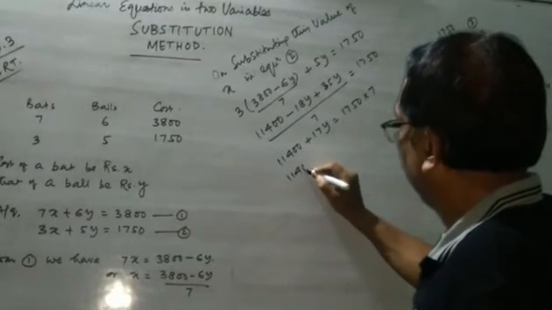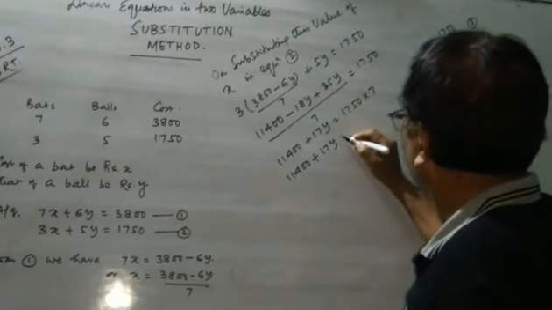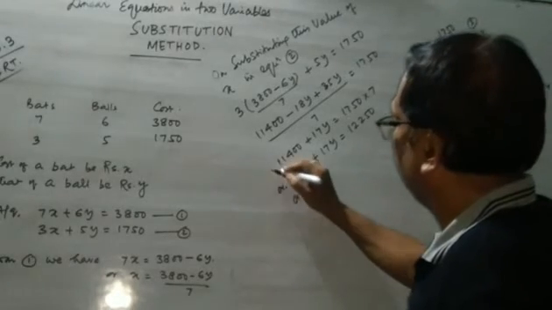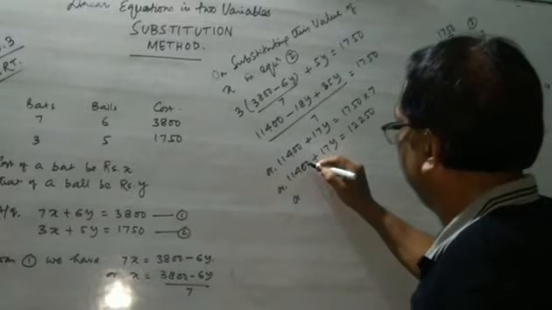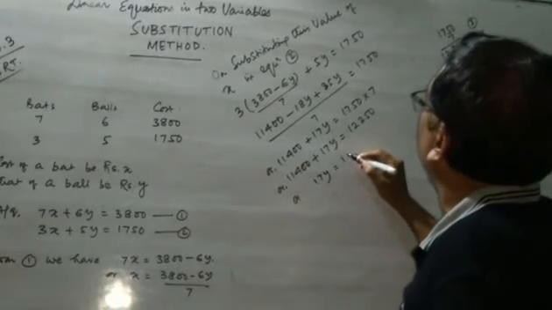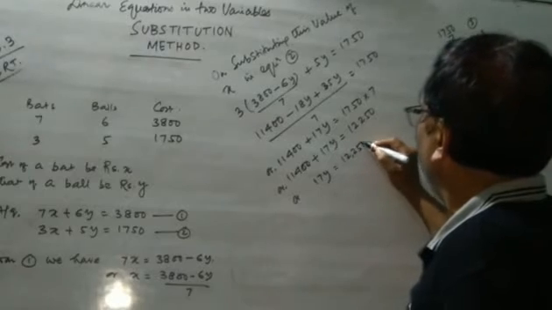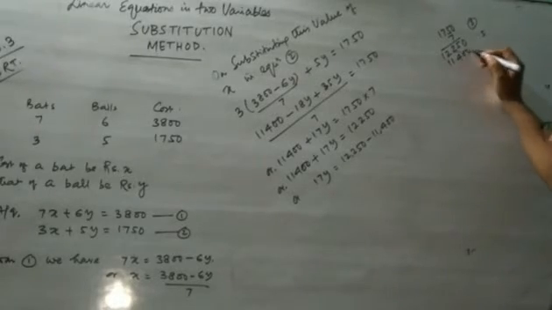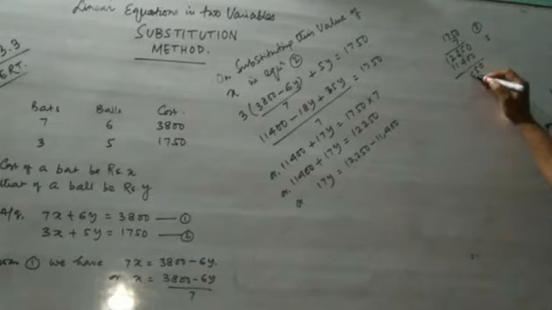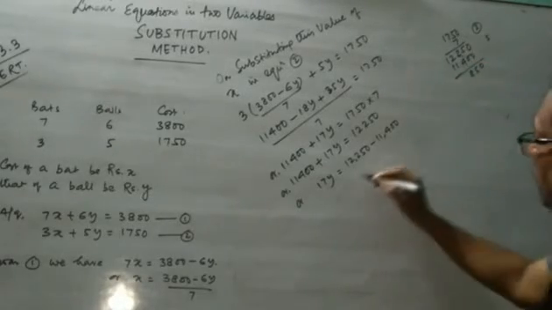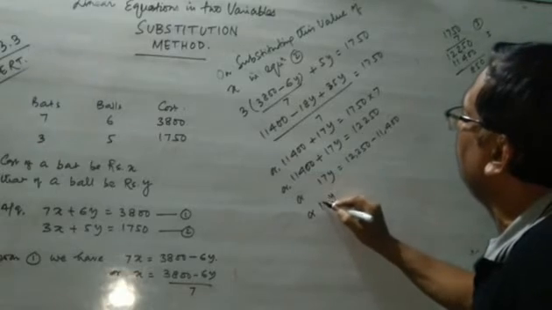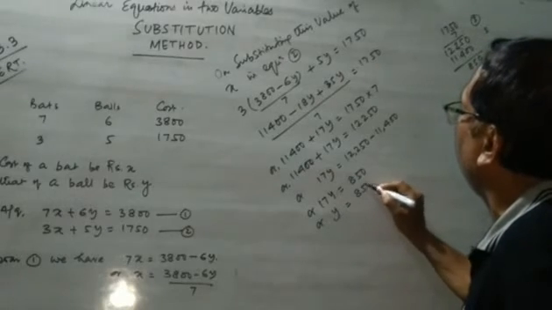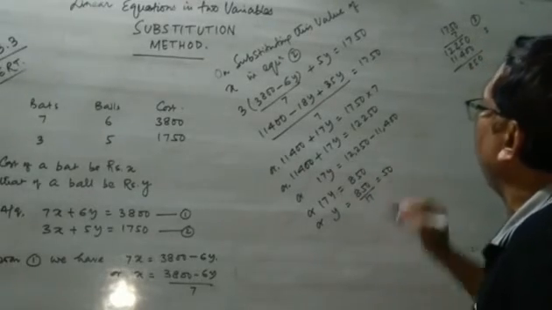So 11400 plus 17y is equal to 12250. Don't forget to write this. 17y is equal to 12,250 minus 11,400. 12,250 minus 11,400 is 850, so 17y is equal to 850, or y equals 850 by 17, that is 50.